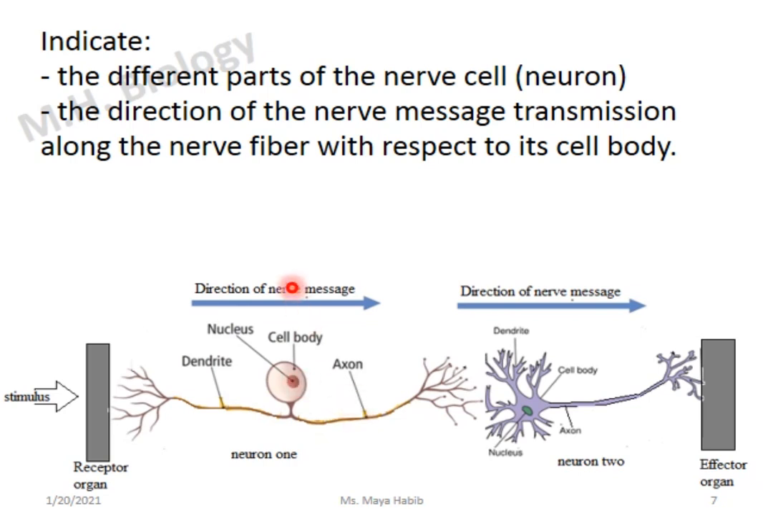Concerning the direction of the nerve message, you can notice that the nerve message is always transmitted along the dendrite towards the cell body, and then it continues its way along the axon away from the cell body. So the same in here, you have the nerve message transmitted along the dendrite towards the cell body, and then along the axon away from the cell body.